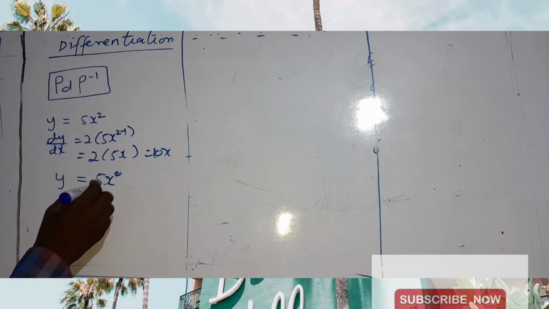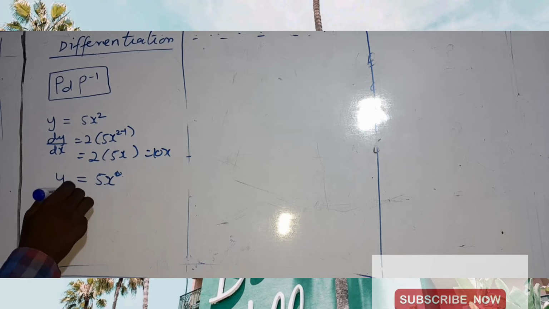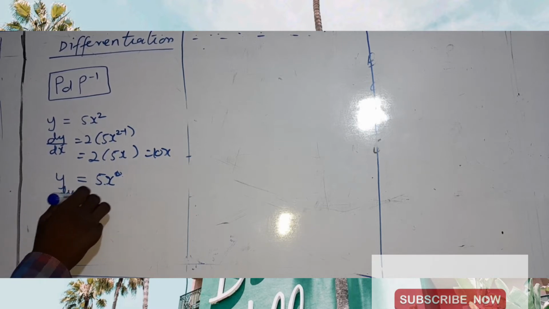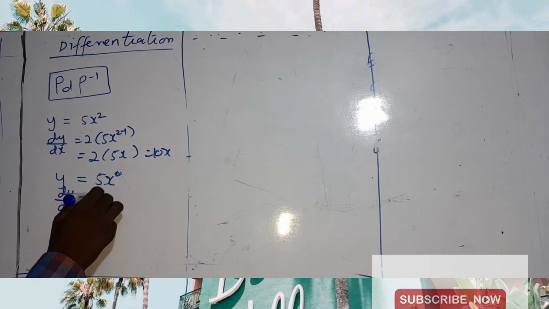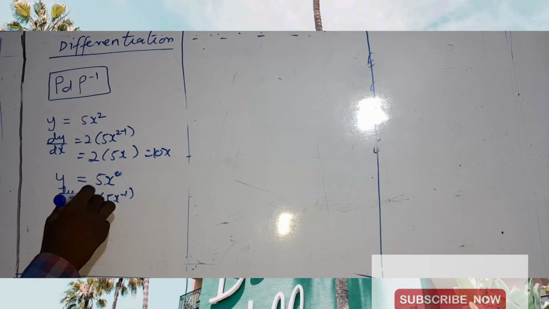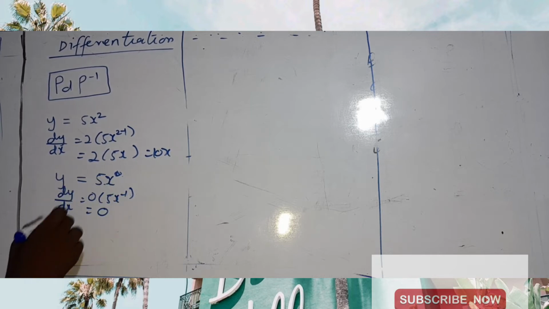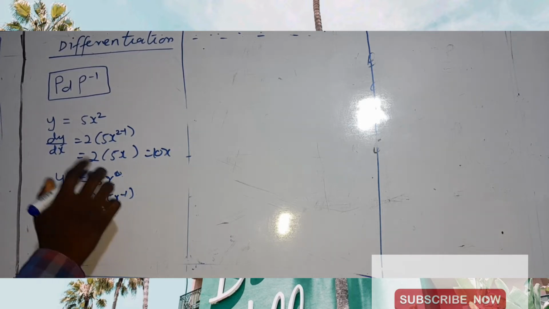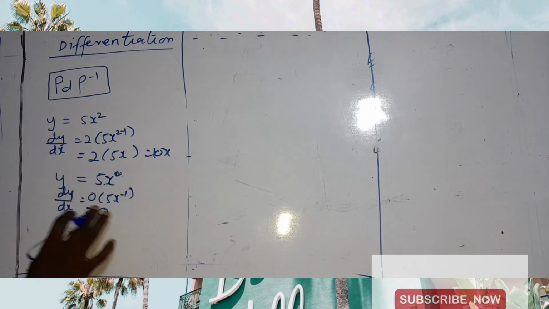So if I'm differentiating this one, power down, right? So dy dx, power down. So that's going to be 0 times 5x, with 0 minus 1 giving minus 1. But we know 0 times a number is going to be 0. That's how come we are saying anytime you're differentiating a constant, that's the first thing you should know, it is 0.